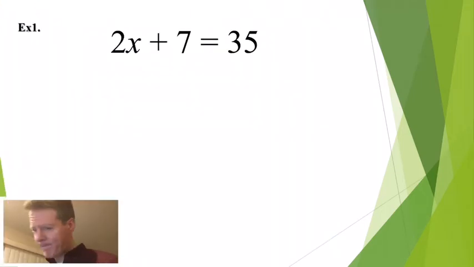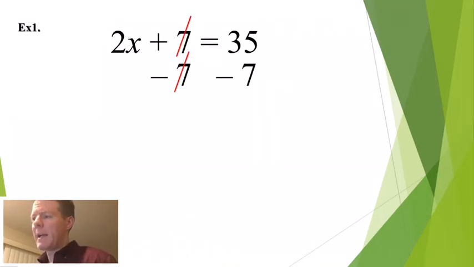So the first one, pretty straightforward example, 2-step equation, 2x plus 7 is 35. We talked about how you have to go in reverse order of operations, right? So we're going to get rid of that constant plus 7 first. We're going to eliminate the constant. We're going to try to get x by itself. So first I'm going to take away 7 from both sides. That will eliminate the constant.